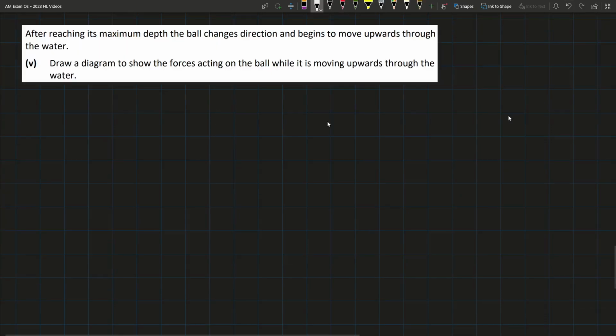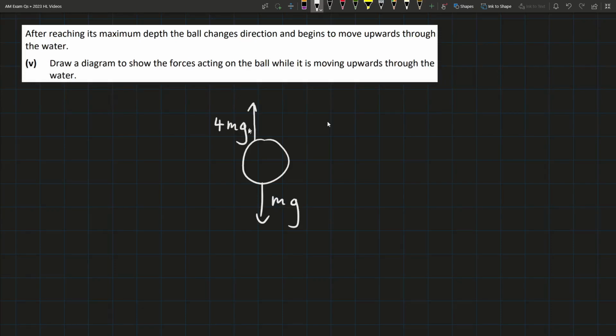just over 1 meter. Then the ball will be moving upwards, so it's going to be very similar. We're asked to draw a diagram to show the forces on it now. So we're still going to have the mg going down. We're still going to have the buoyancy force going up of 4 mg. But now since it's moving upwards, remember drag always opposes the motion. So that means if it's moving upwards, drag's going to be going downwards. And remember drag is mv squared.